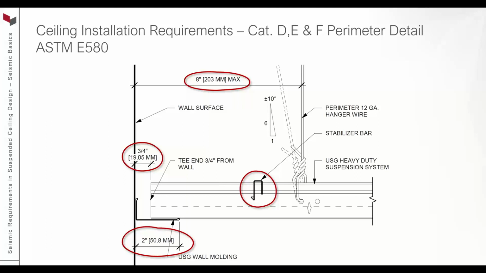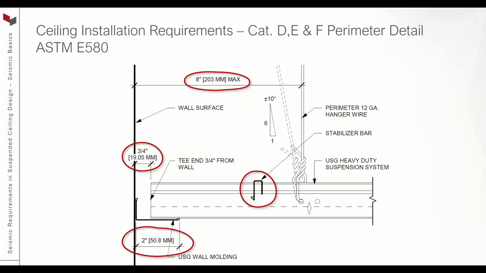And so now this is a perimeter detail for categories D, E, and F. And as you can see from the screen here in the center, we're showing the stabilizer bar. On the lower left-hand side is that large 2-inch wall molding. A 3/8 inch perimeter gap is shown, and then perimeter wire within 8 inches of the wall.